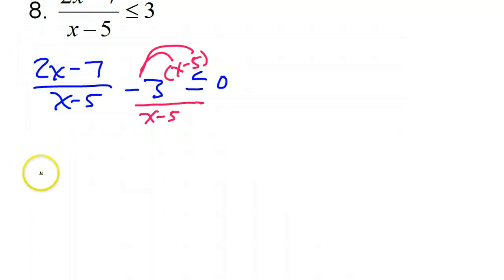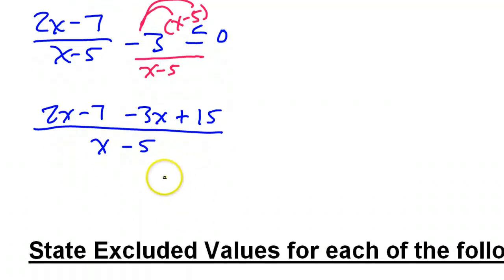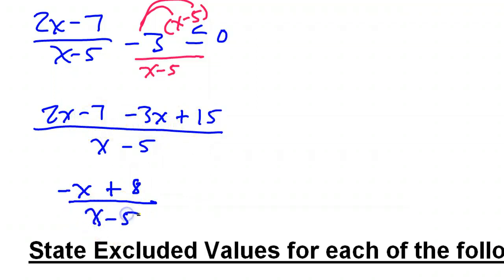Okay, so when I put these together over my brand new like denominator, this stays what it is, 2x minus 7, but this negative 3 distributes, and I have negative 3x plus 15. Combining some like terms here, so that'll be negative x plus 8, just combining these like terms over x minus 5. And all of this is less than or equal to 0. So this is what we're going to be dealing with from now on.